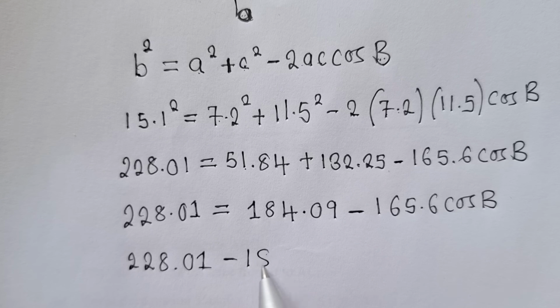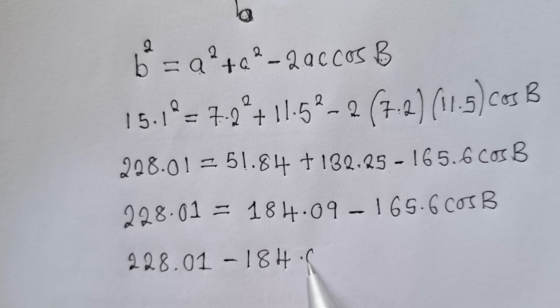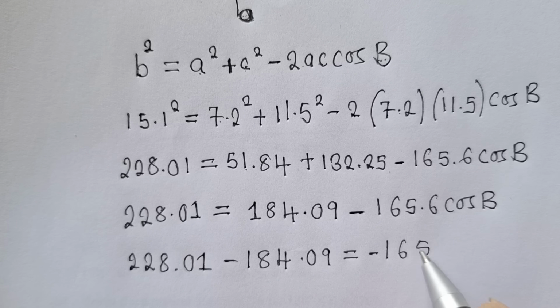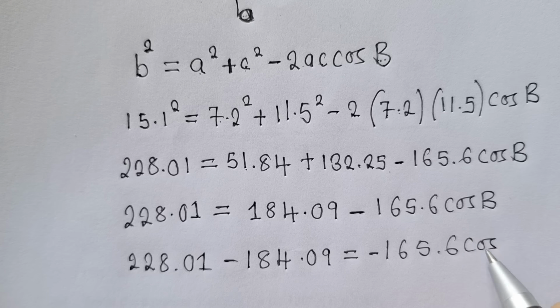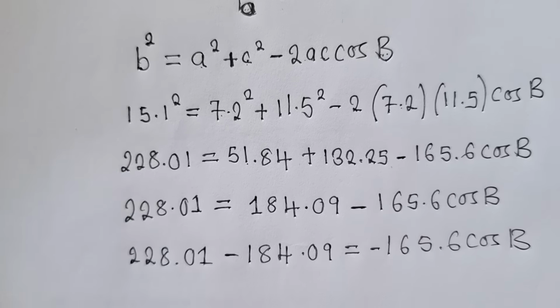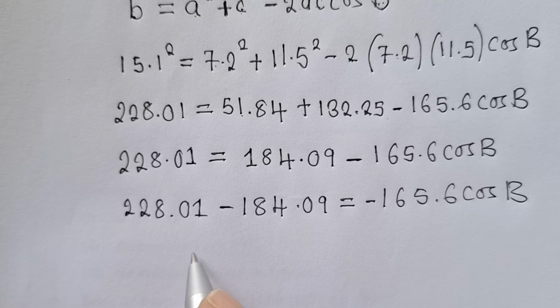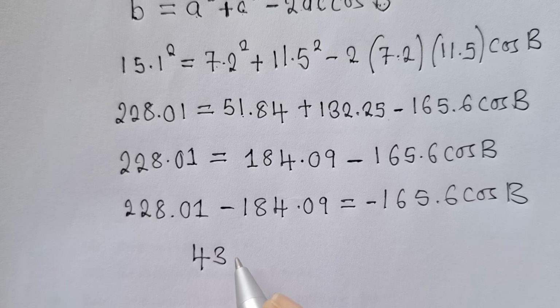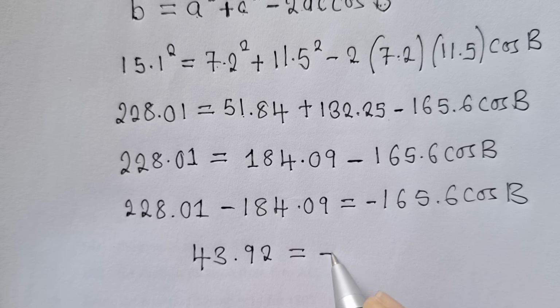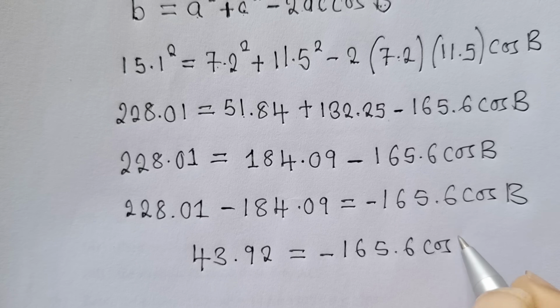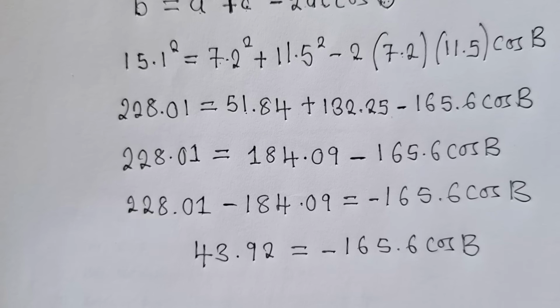minus 184.09 is equal to negative 165.6 cos capital letter B. So when we work out here, of course, it's giving us 43.92, which is equal to negative 165.6 cos capital letter B.